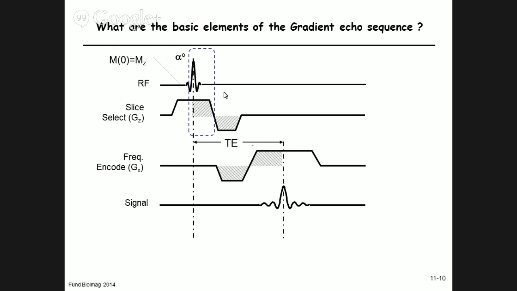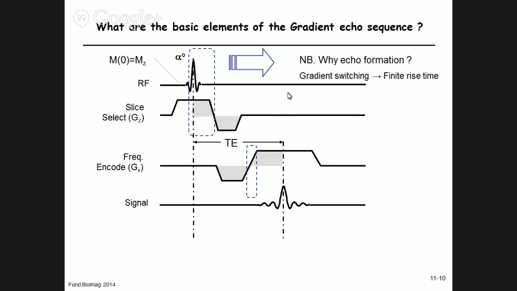And there is an issue here. Why does one have to do this? And the issue here is it's another way of echo formation along the slice select direction. Why does one do that? The reason is one cannot switch the gradients infinitely fast.